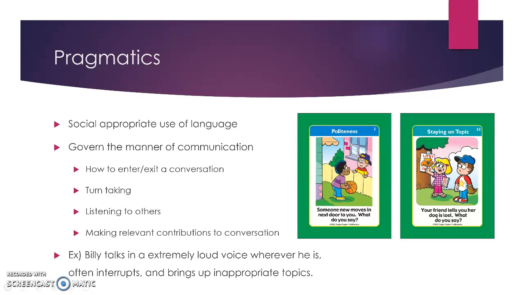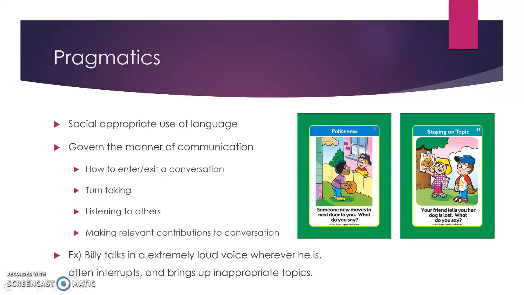So, for example, it's how to come in and leave a conversation, how to take turns, listening to others and not always having to be the one to talk, making relevant contributions to the conversation, so staying on topic and bringing appropriate things to the conversation. So an example of someone who has a problem with pragmatics may be Billy, and he talks in a very loud voice, doesn't matter where he's at, inside, outside, he's always talking very loud, he interrupts, and he brings up inappropriate topics.